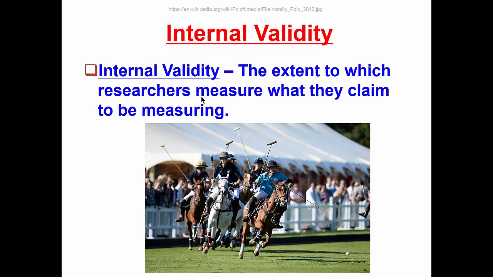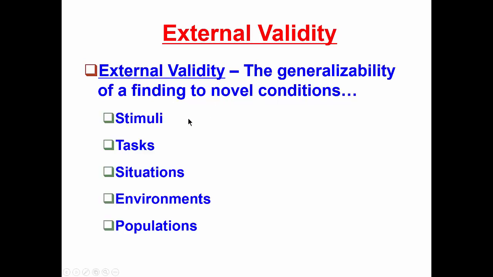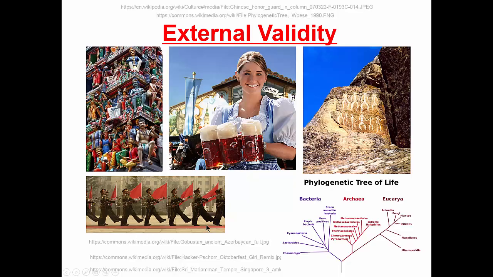Let's now contrast internal validity with external validity. We can define that as the generalizability of a finding to novel conditions. And by novel conditions, we can mean a range of things. Novel conditions might include novel stimulation or novel tasks, novel situations, novel environments, novel populations. A picture here will again say 1,000 words for us. As psychologists, we might be interested in measuring behaviors, thoughts, and feelings, and typically we will make those measurements in a particular culture, maybe the culture depicted in this diagram.